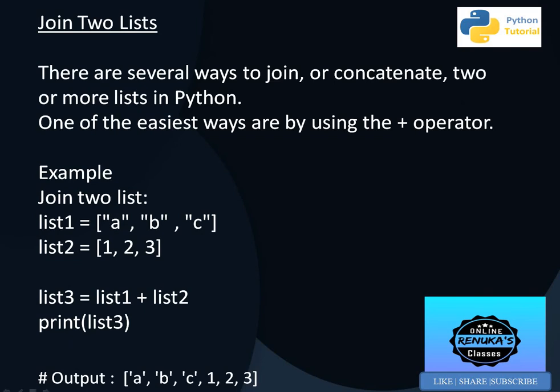Now next is joining two lists. We have two lists, and we can combine the elements of these lists with the help of the plus operator. This is combining the elements, not adding. Like in strings, the plus operator was doing concatenation, meaning joining two strings. Here also the plus operator is joining two lists. First the elements of list 1, then the elements of list 2, and combined they will form list 3. That is known as joining two lists, or also concatenating two lists.